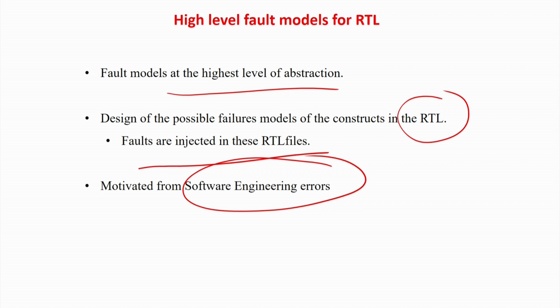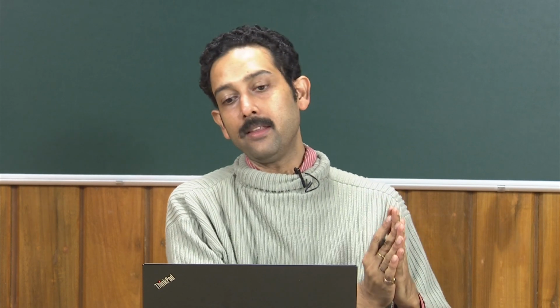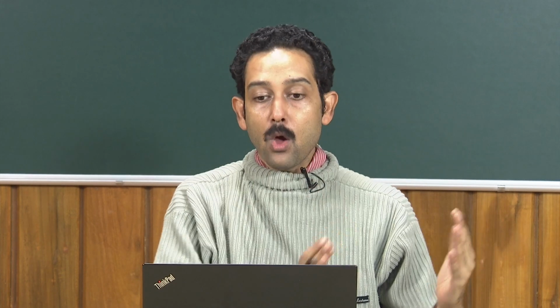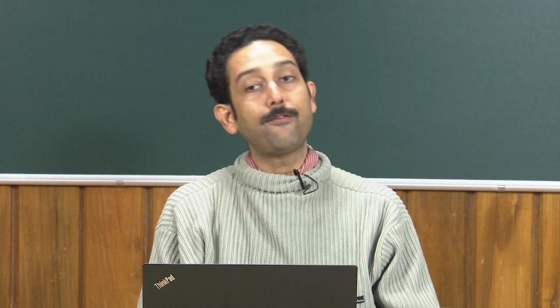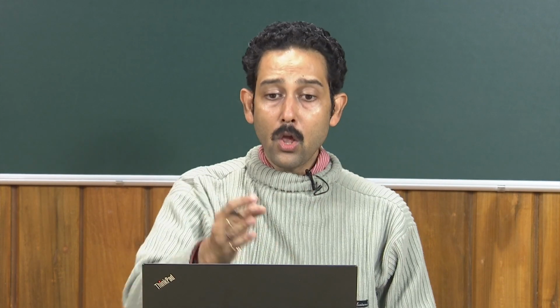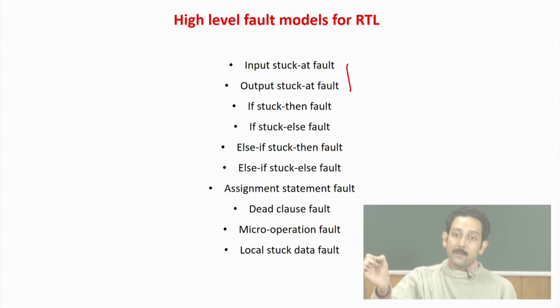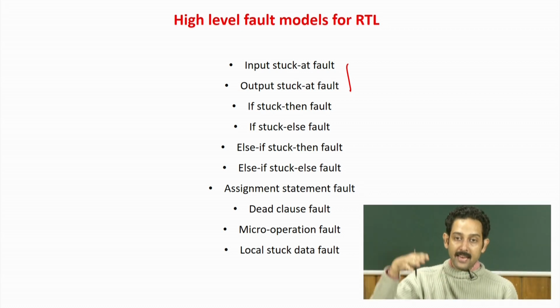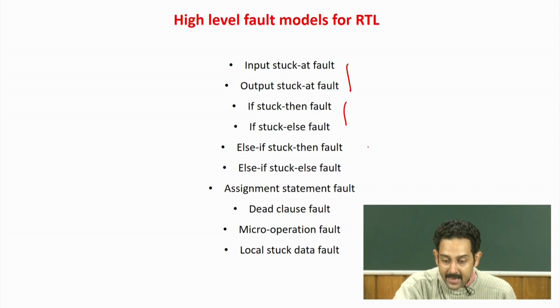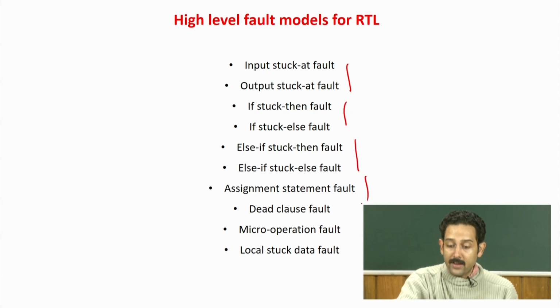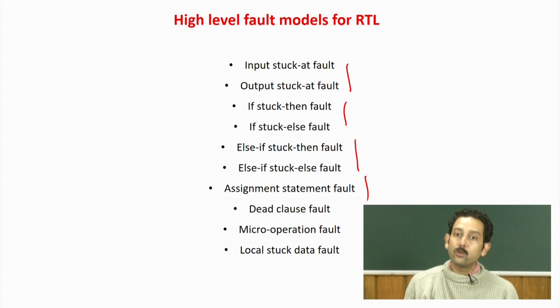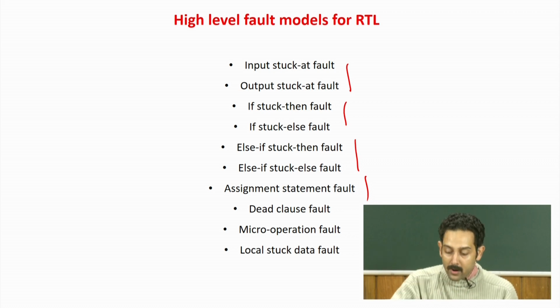Then people are trying to find out how the correlation can happen at the real gate level and the transistor level. That is the idea of research when you are thinking about testing of very complex circuits and the fault model at those levels. So there are different fault models: input stuck-at, output stuck-at. Again, I am emphasizing that the whole input is taken together, so all the input bits will be 0 or all the input bits will be 1. We cannot have any intermediate values in between. Then if-stuck, else-if stuck, assignment failure, dead clause failure, and so many other fault models are there. I will discuss the most important of them, but again they are all motivated very much from the software engineering perspective, that is, from the code, because RTL itself is a code.